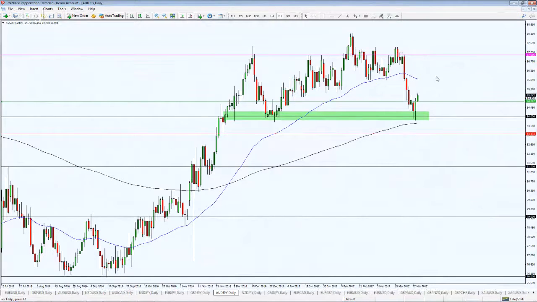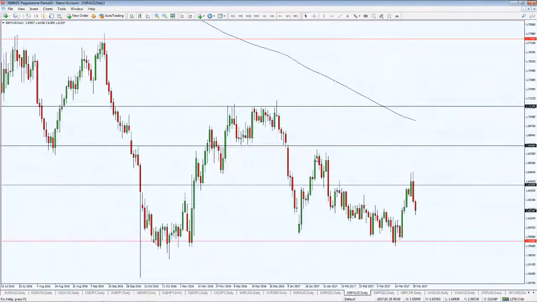Okay, and last but not least, let's cover one more. It's not a major currency pair, it's more of a cross, Pound Aussie. Another one you can see. This is again a beautiful setup. Price, you can see, came.